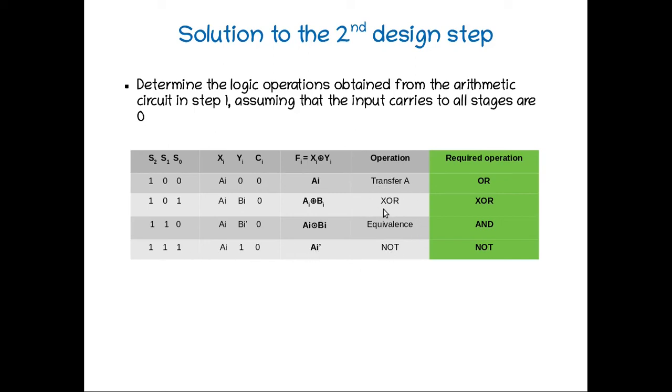So in this, XOR and NOT are readily available, but here we have transfer A and equivalence A, which are not required as logic operations. So we can convert this transfer A and equivalence A into our logic operations. That is, we have to modify the circuit so that here we will get the OR operation, and here, instead of equivalence, we need the AND operation.